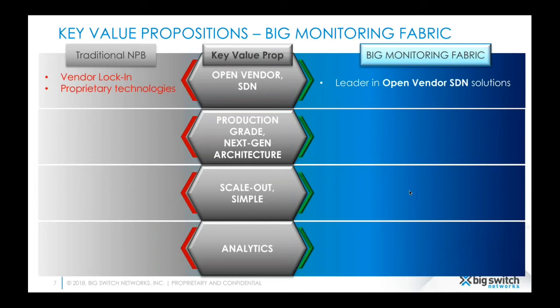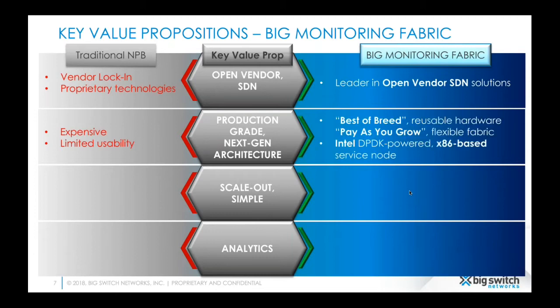Now, if you're looking at the key value props for the Big Monitoring Fabric, the top of mind would be that it's open vendor. We've seen a lot of customers come and say, we want freedom, we want flexibility, we do not want to be locked into a particular vendor. With our open vendor SDN approach, you now have that ability. We operate with Dell switches, we operate with HPE switches, we operate with Accton switches, and in the future, we will have a lot more other switches too.